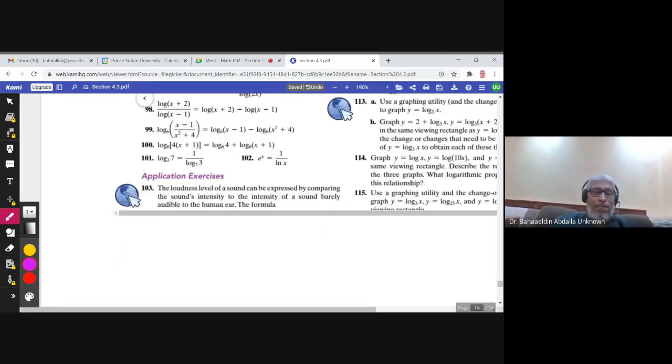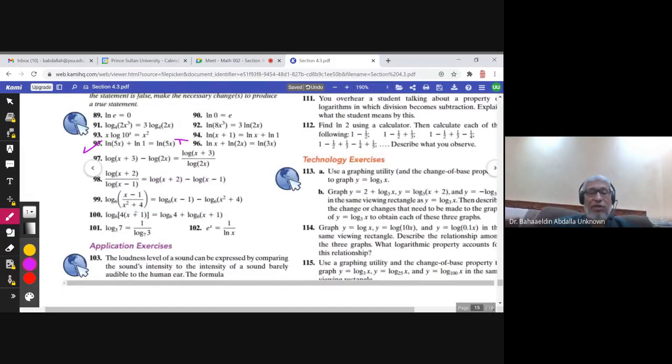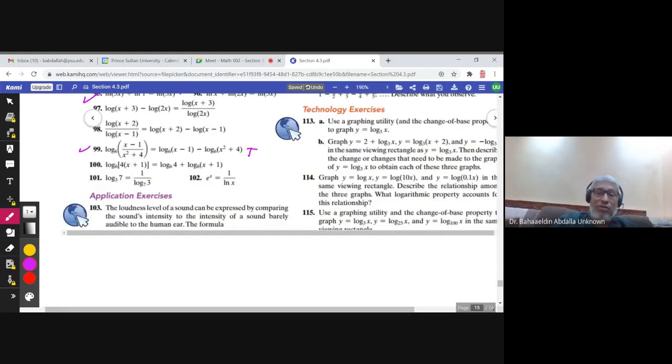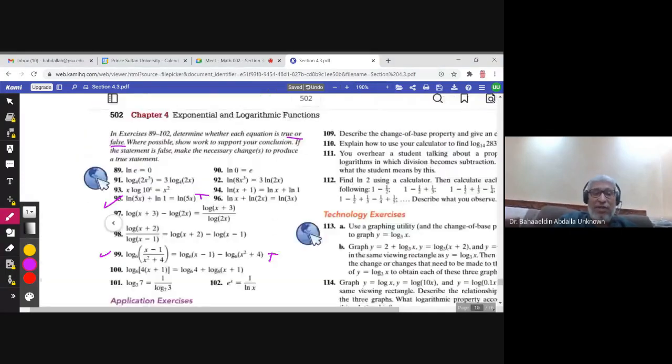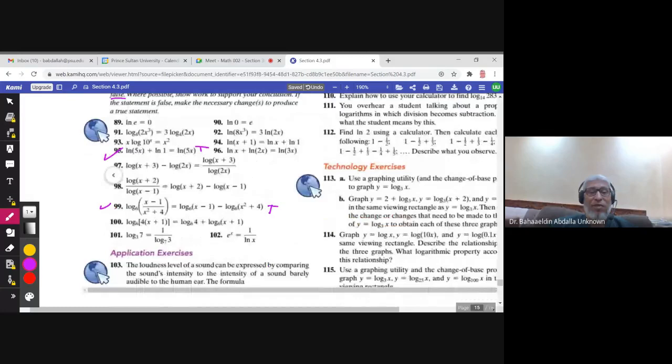99: log of (x minus 1) over (x squared plus 4) equals log (x minus 1) minus log (x squared plus 4). He used the quotient rule, so this is correct. There is no problem with it. That's exactly the quotient rule. Okay. So 95 and 99. Let us see if some of them are not correct.